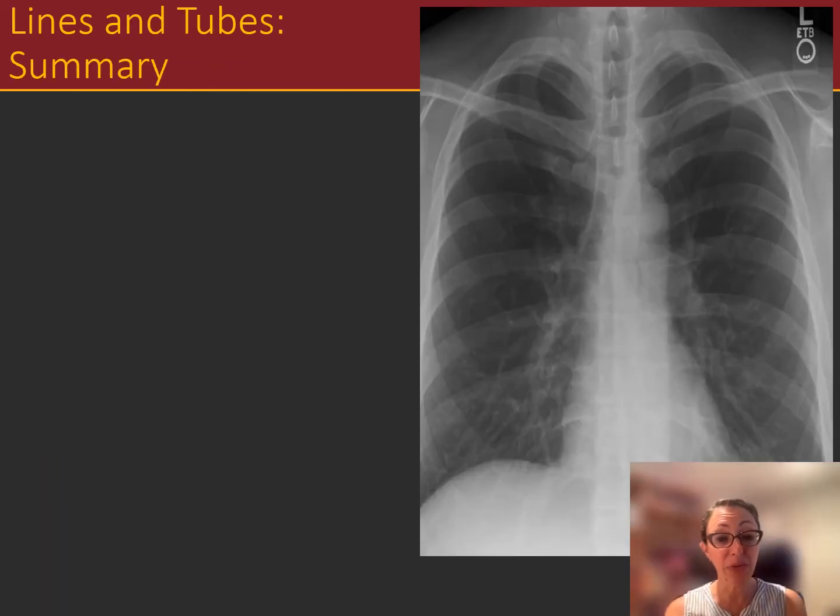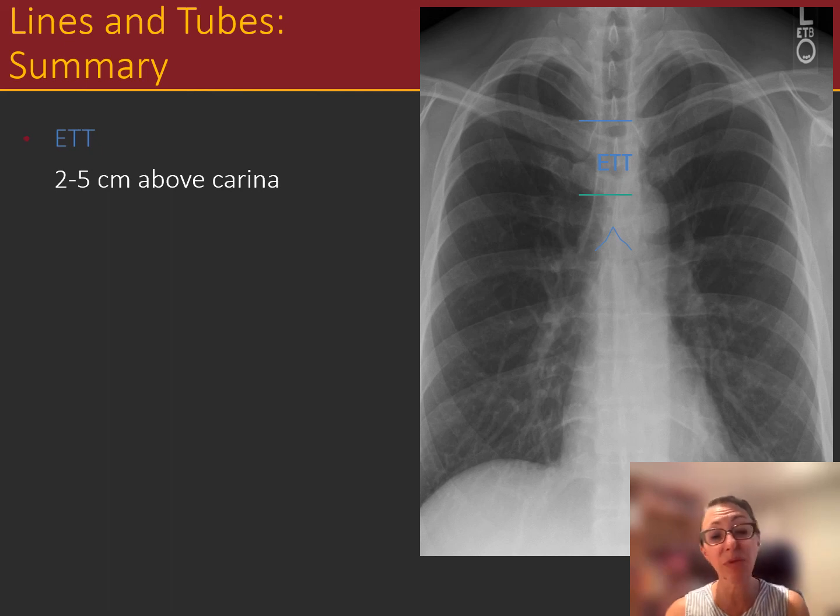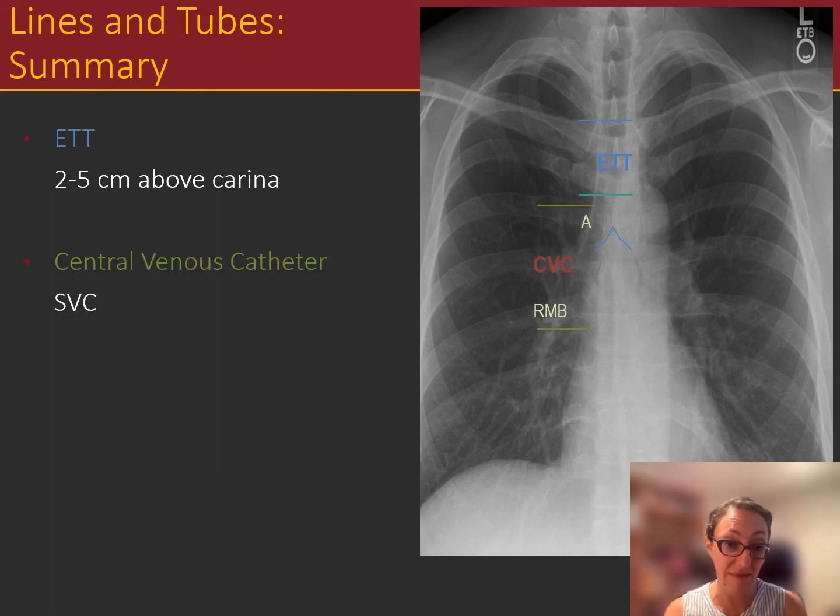So in summary, we have looked at several common tubes and lines. Endotracheal tubes should terminate 2 to 5 centimeters above the carina, but somewhere below the medial heads of the clavicles and above the carina. The central venous catheters should terminate in the superior vena cava. They're most commonly malpositioned into the cardiac chambers and/or the inferior vena cava.